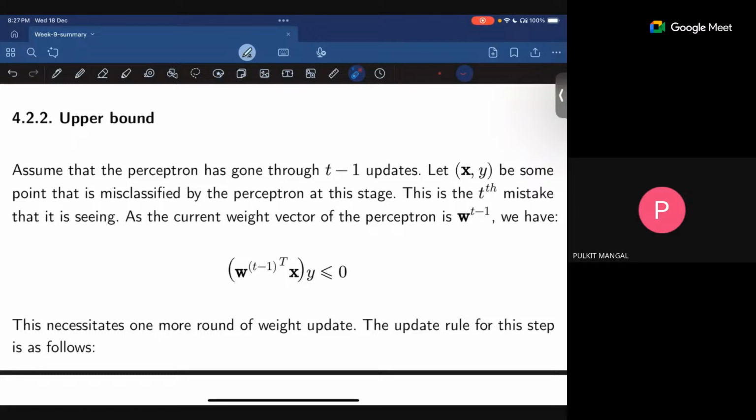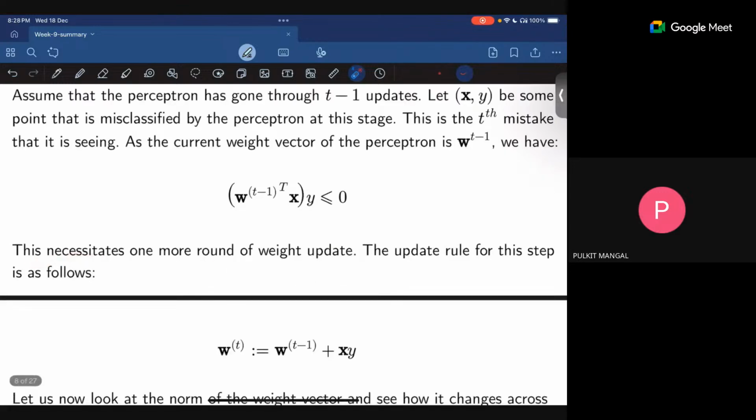First we will go with the upper bound on the mistakes. Assume that the perceptron has gone through t minus 1 updates, and let x be a data point which is misclassified by the current weight vector, that is, w(t minus 1). What does it represent mathematically? That w(t minus 1) transpose x times y is less than or equal to 0. I hope it is clear that if it is less than or equal to 0, then it is a mistake.